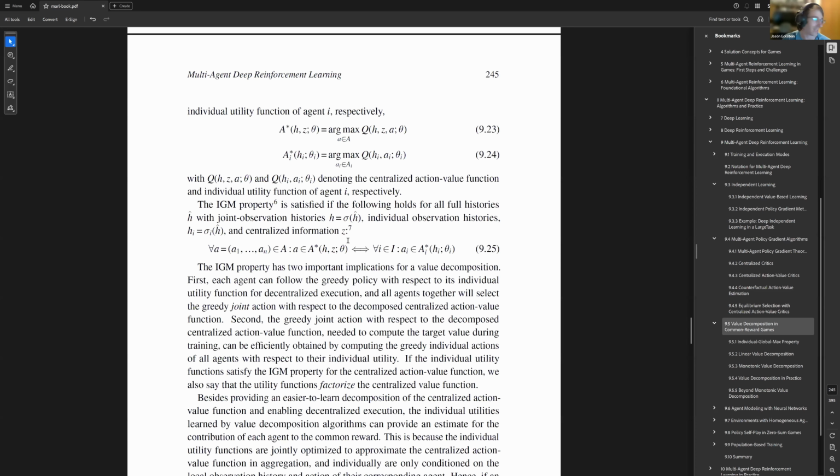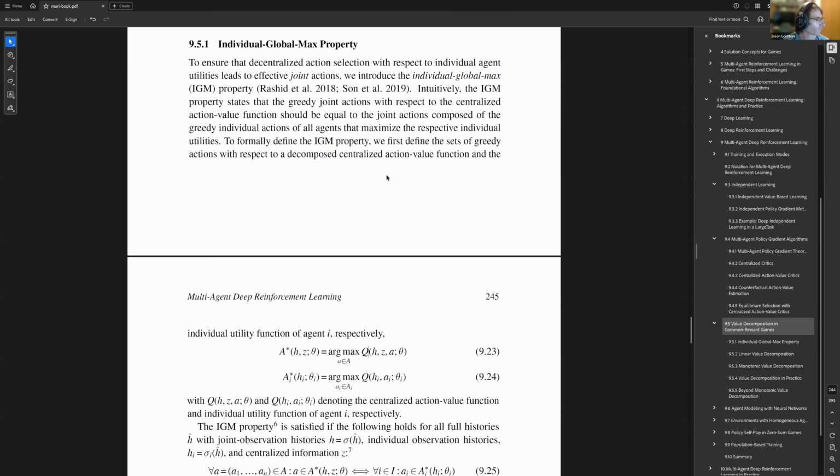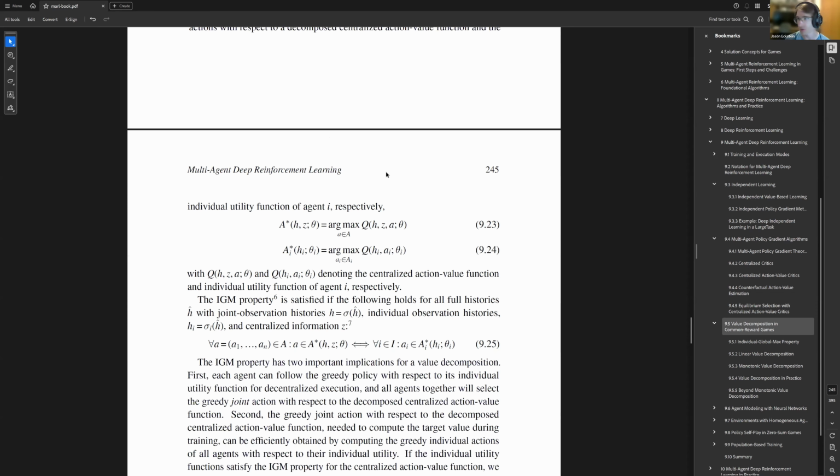So it's just the statement that we don't need this whole joint action here. We can just use the argmax of each of these sub-utility functions, and it will give us the same answer as if we had the true value function. So does that make sense to everyone? What the goal is here?